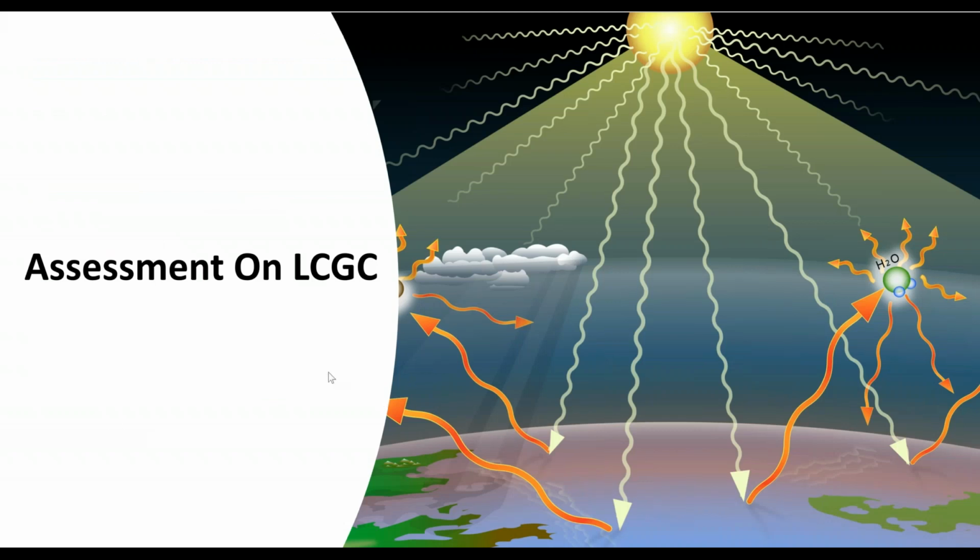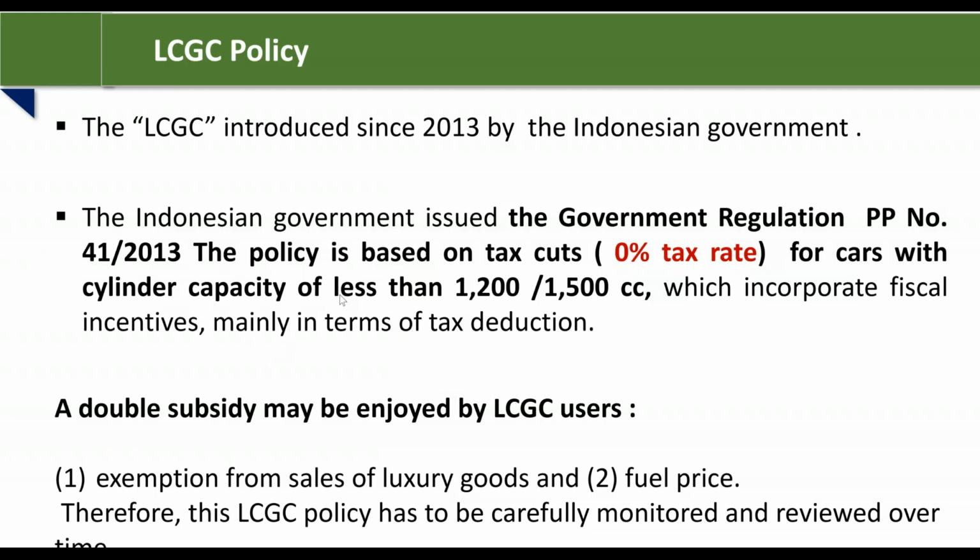Okay, now I'm coming to the second policy, the LCGC, low cost green car. The LCGC was introduced in 2013. LCGC means cars with engine capacity less than 1,200 or 1,500 cc, and the policy is based on tax cuts. So there is no more tax for these vehicles.